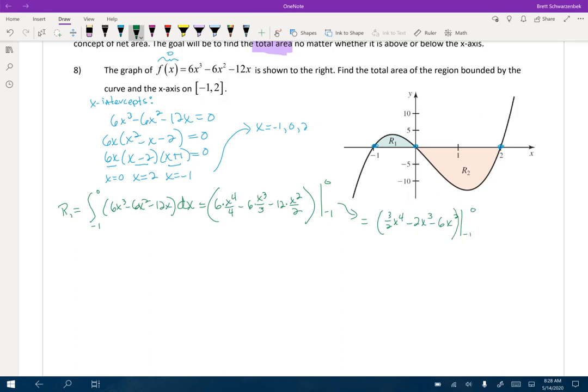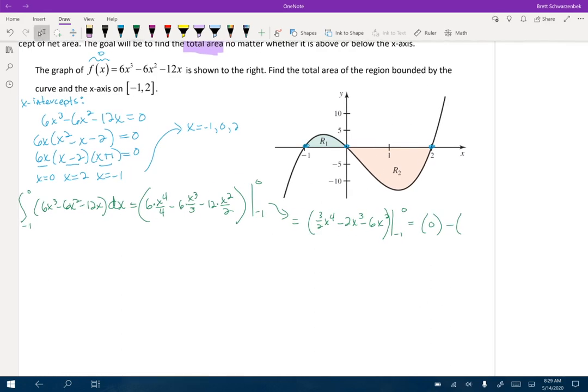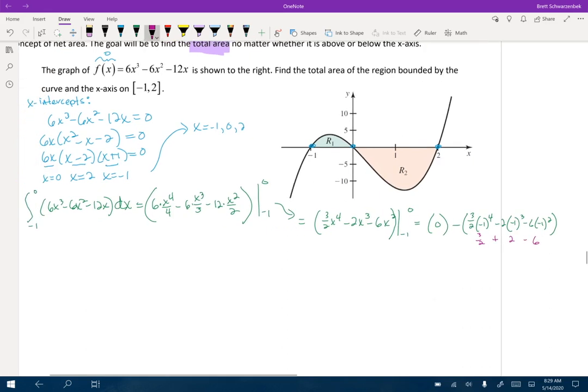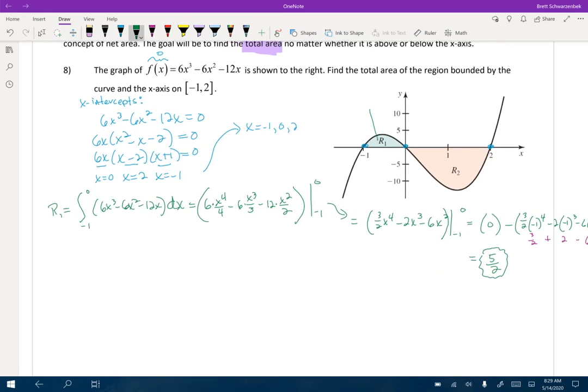Luckily enough, 0 is going to plug into all of these values and we're clearly going to get just 0 for the first part. So then all we have to do is plug in -1 to the second part. So 3/2 times (-1) to the fourth, minus 2 times (-1) cubed, minus 6 times (-1) squared. So we end up with this as our quantity. If we do a little bit of mini math here on the side, this is going to be 3/2, plus 2, minus 6. If we put this all together, we're going to get 5/2. And I'm just going to put a cloud around this so we know that this represents this area right here, 5/2. So that's unfortunately just the first step of the problem.